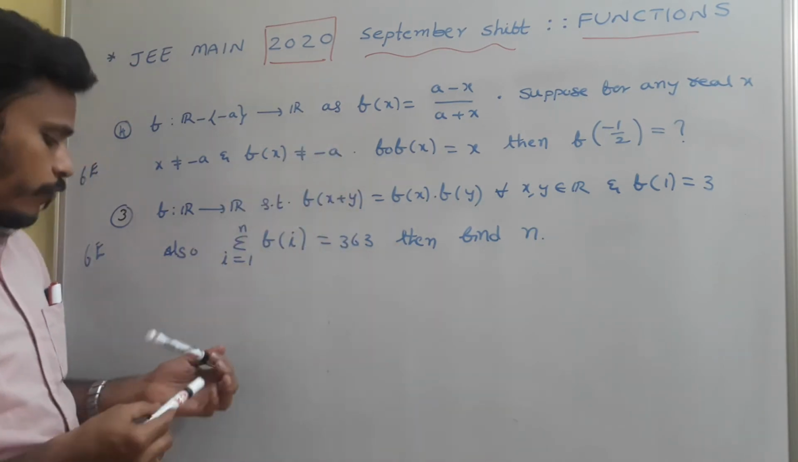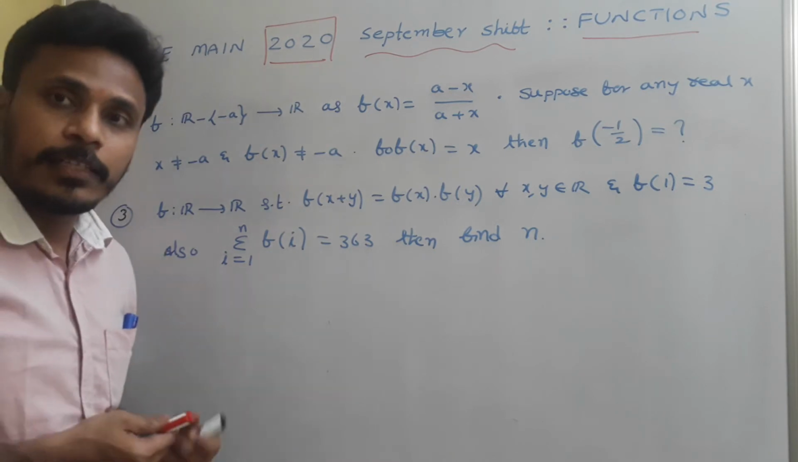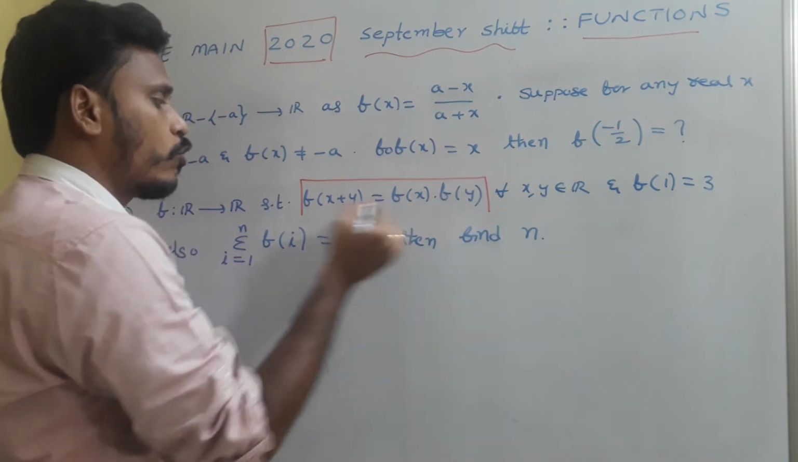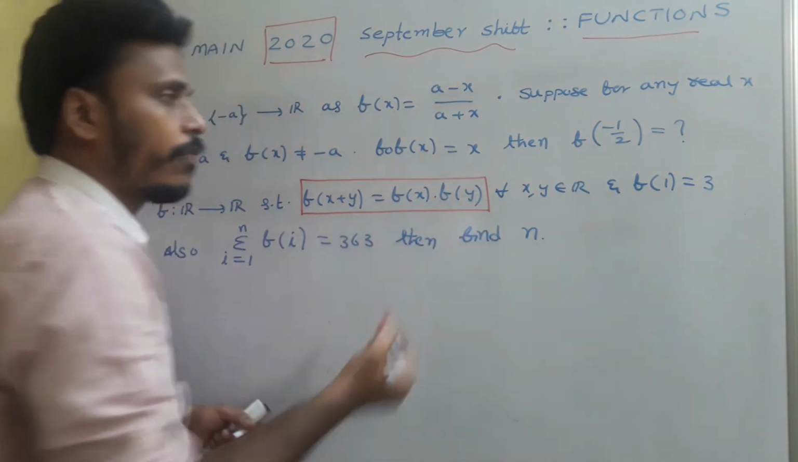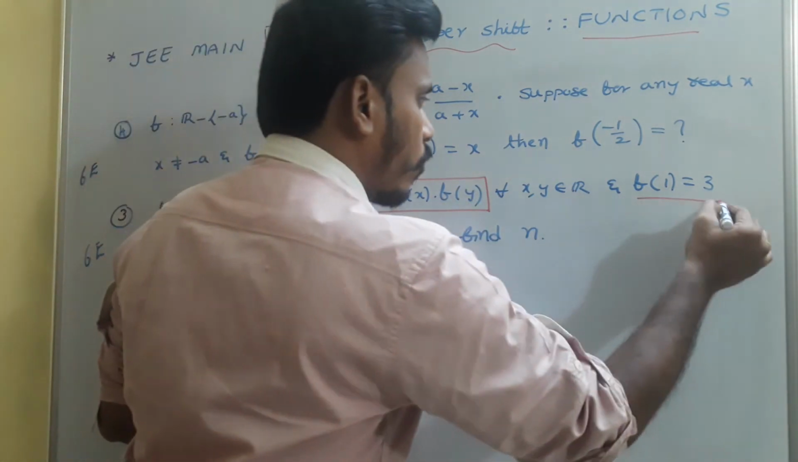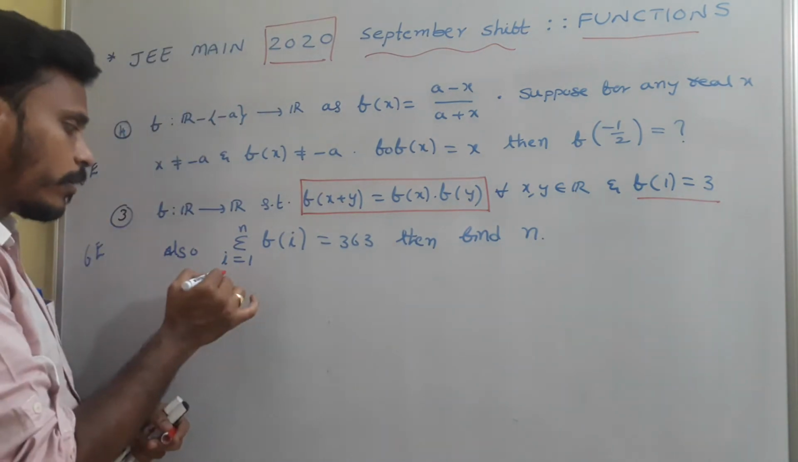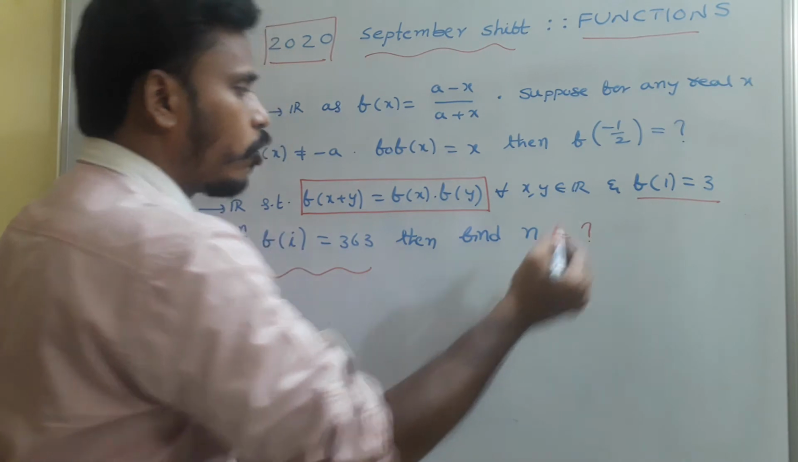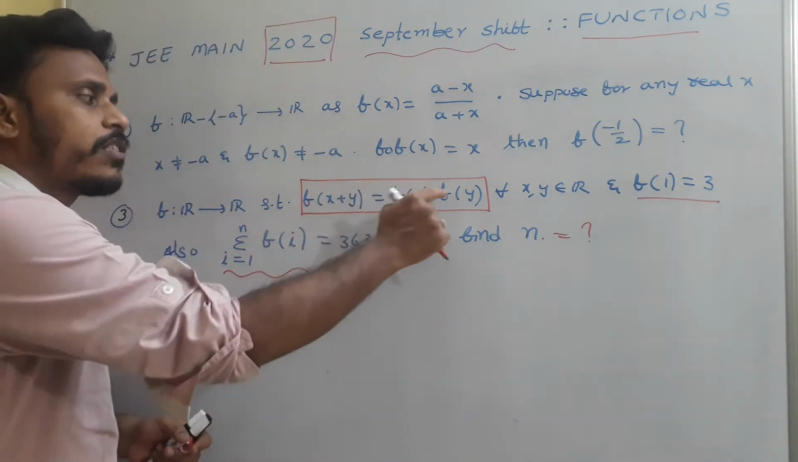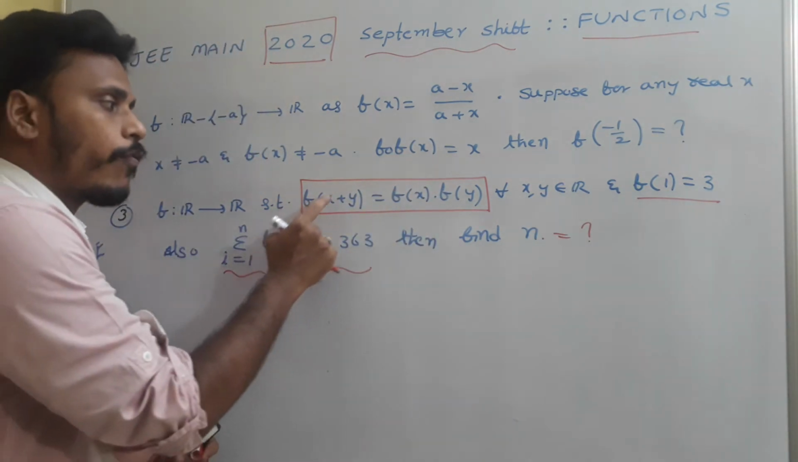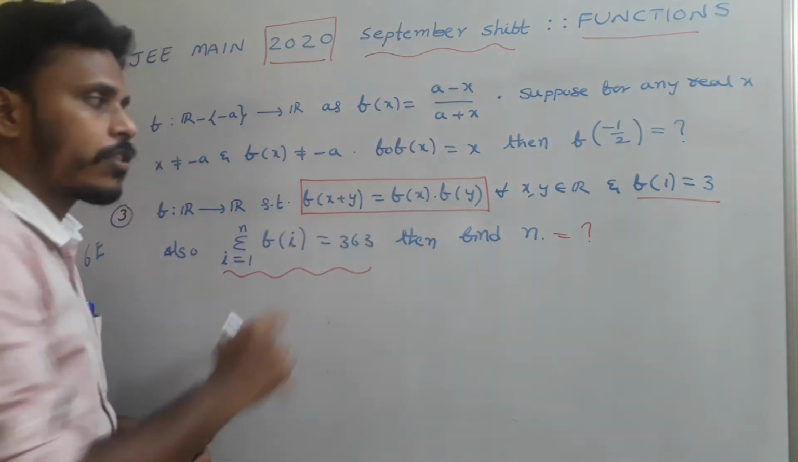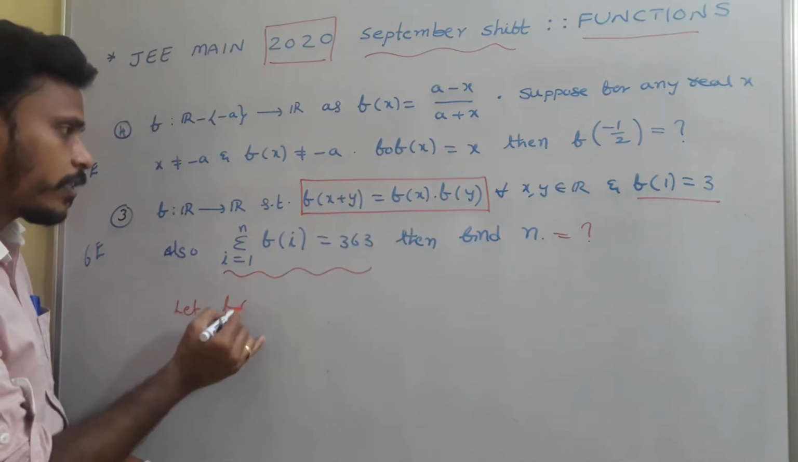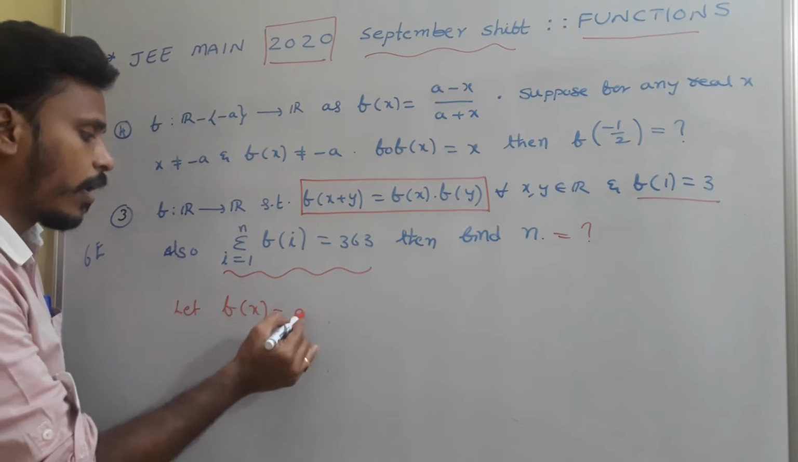For this third question, again it is based on a functional equation. f(x+y) equals f(x) into f(y) is given. f(1) equals 3 is given. This summation is also given. We need to find the value of n. First of all, with the given functional relation f(x+y) equals f(x) into f(y), we will let the general form of the function be a to the power x.